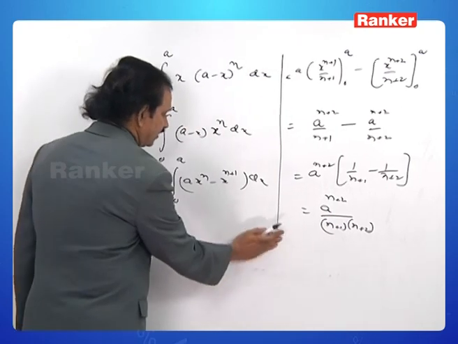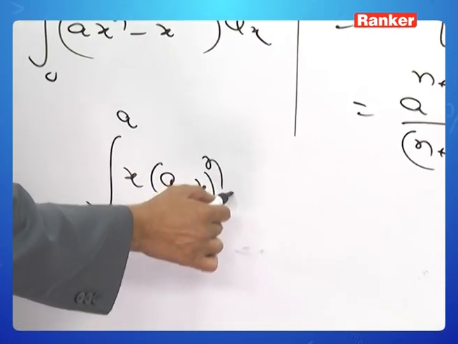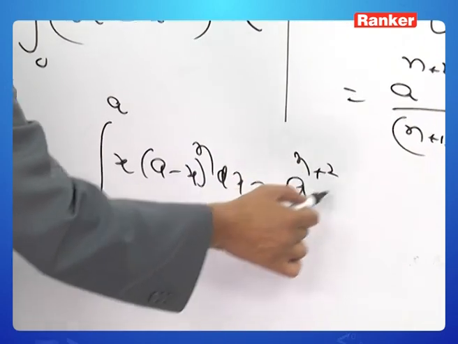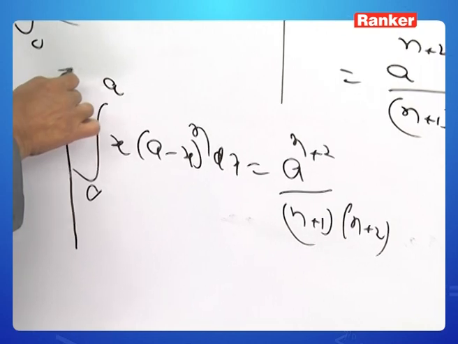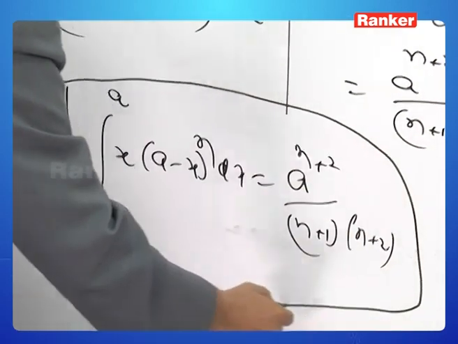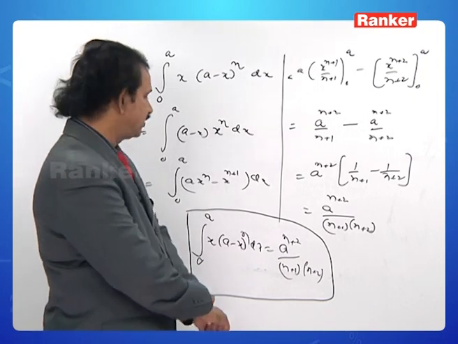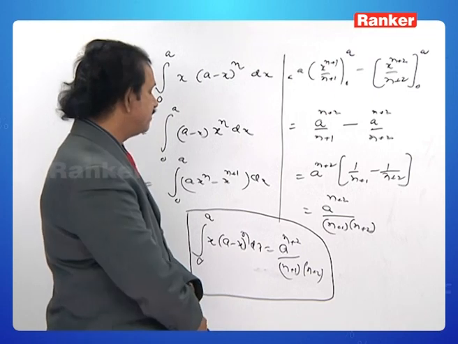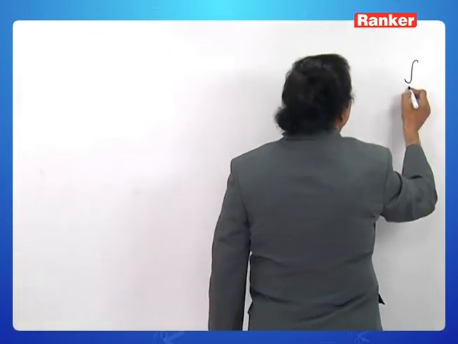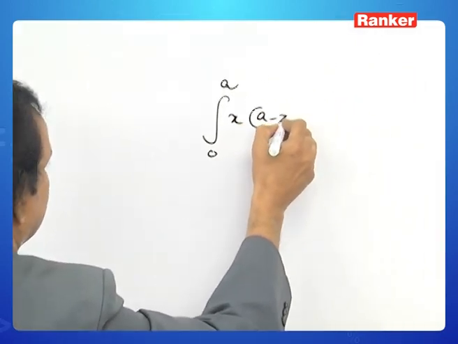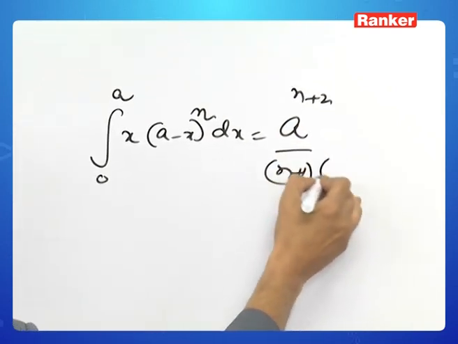Hence we frame, we construct this also as a formula. Integral 0 to a x into a minus x whole to the power of n dx is therefore equal to a power n plus 2 by n plus 1 into n plus 2. Yes, of course. Let us practice this result also. What is the formula? Integral 0 to a x into a minus x whole to the power of n dx is equal to a power n plus 2 by n plus 1 into n plus 2.